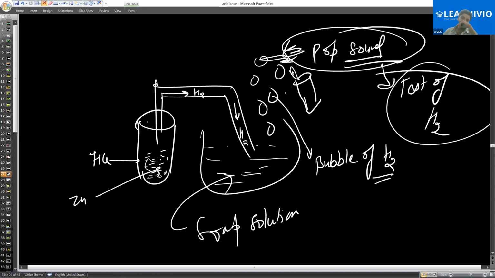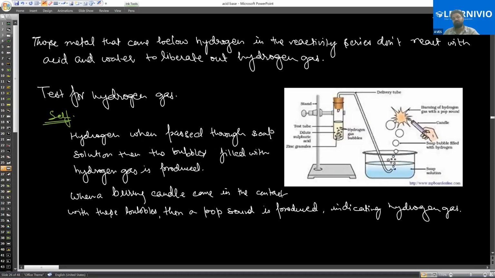Understood, Sarah? Yes, sir. So please note it down. This one, those metals that are below hydrogen in the reactivity series.